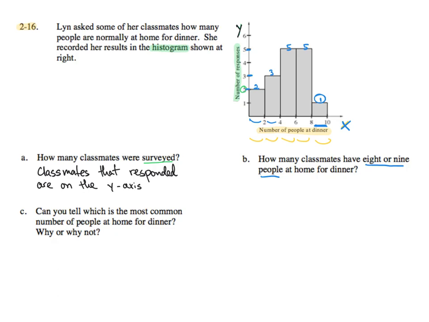Okay, for letter C, can you tell which is the most common number of people at home for dinner? So the most common number of people. The number of people at dinner again is right here at the bottom. And can we really tell? We have a range. So in this case, I think we're not able to answer that because we have that range. You can answer with your opinion, of course, in a complete sentence for letter C as well.